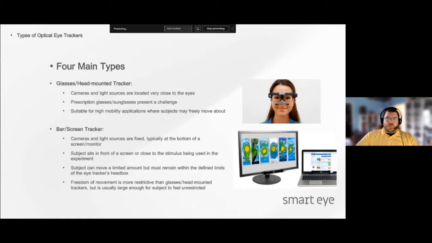Second, we have bar and screen-based trackers. These are useful in single screen applications where the cameras can be found mounted close to the subject. An example of this technology would be understanding where a subject's looking on a computer monitor.